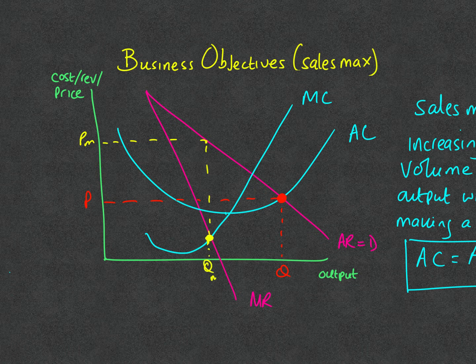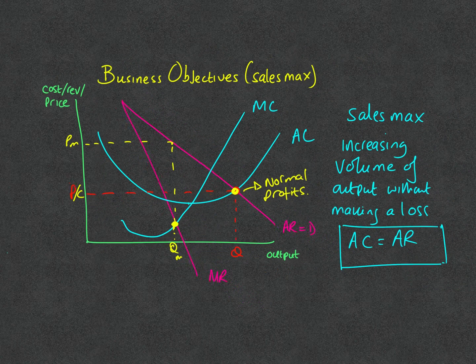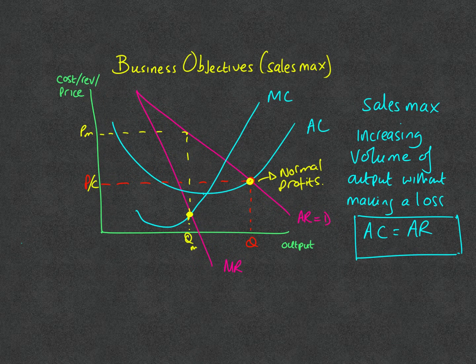So this objective signifies that firms are trying to maximize output. And then you've got to think about why they're doing that. Why is it that firms are looking to maximize output? Again, in the diagram right now, what I'm highlighting is that where AC equals AR, price equals cost. So you're making normal profits. Something important, and you should also highlight that in the diagram as well. We're not losing any money, but we're not making any either. But what we are doing is maximizing the volume of sales.